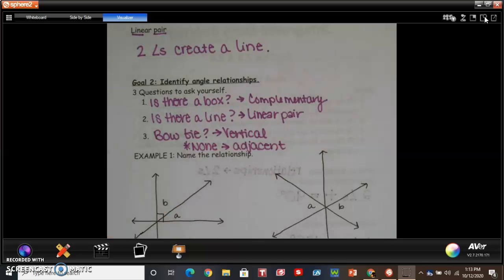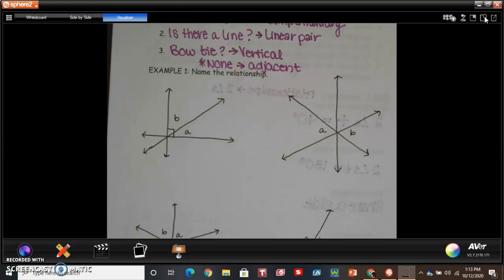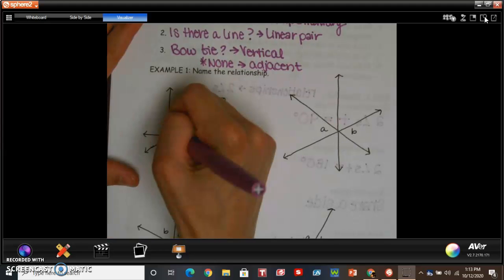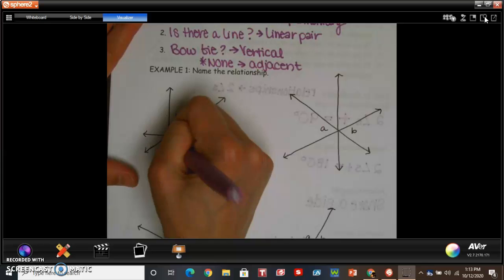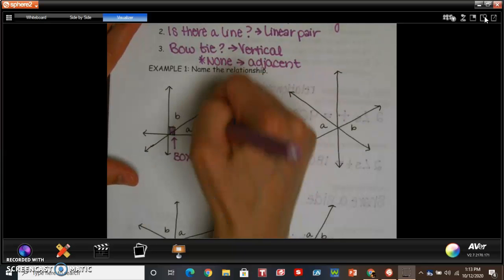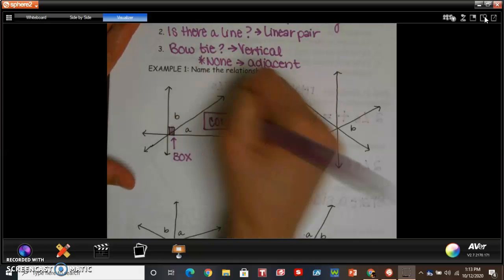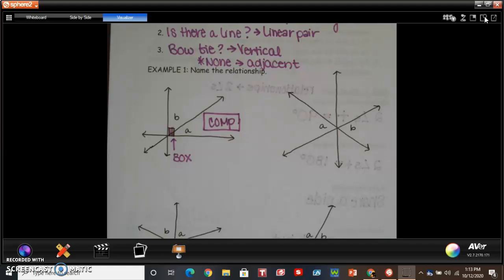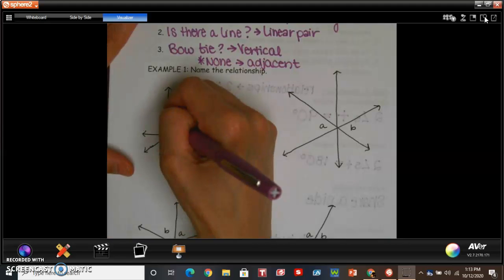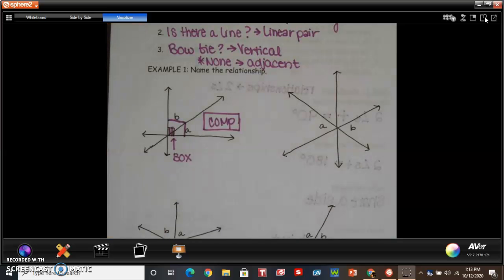So let's go ahead and practice that. If we look at this first one here, we're going to ask ourselves, box, line, or bow tie? The first thing I notice is we've got a box. If there's a box, then our answer is complementary, and yes, you may abbreviate. What you're looking at is what these 2 angles, A and B, create. They're creating a box, so they're complementary.